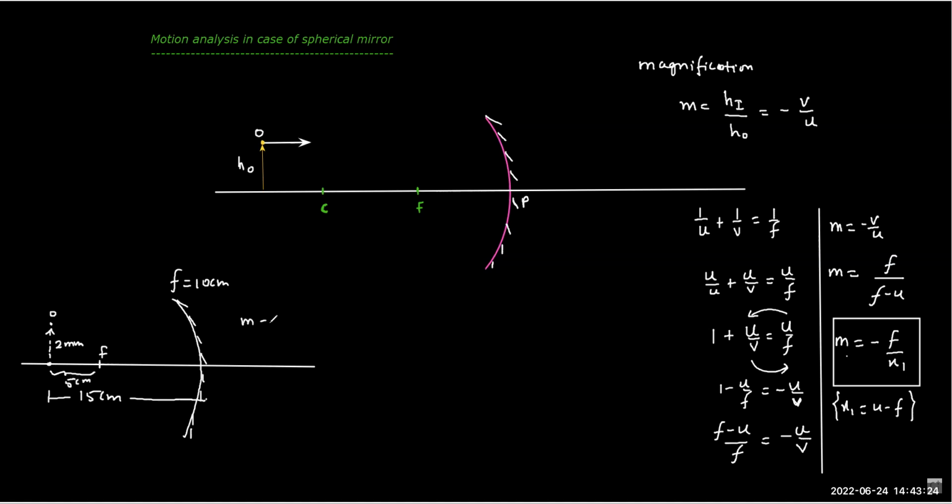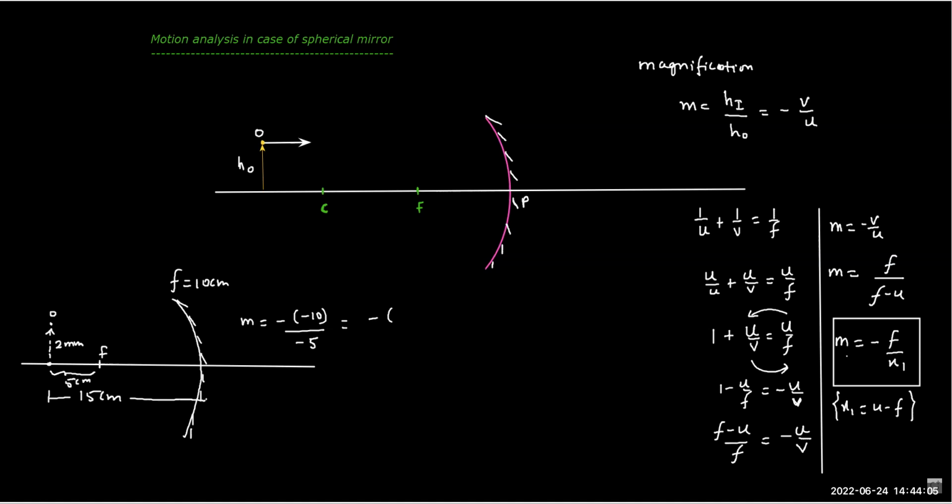So magnification will be how much? Minus f, and f we write as minus 10 because for a concave mirror f is minus 10. We have to substitute with sign, and x1 will be how much? So the distance is 5, and we can add minus 5. Why minus 5? Because x1 is behind, on the left. So the value turns out to be how much? Minus of minus 10 upon minus 5.